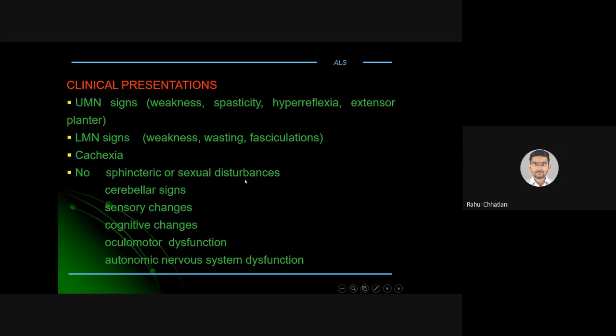No sphincter or sexual disturbances. Cerebellar signs will not be there, only brainstem signs, because the brainstem is affected. Sensory changes will never be there. Cognitive changes will never be there. Oculomotor dysfunction will never be there, and the autonomic nervous system will be normal. So if any one of them is present, that means it is not ALS.